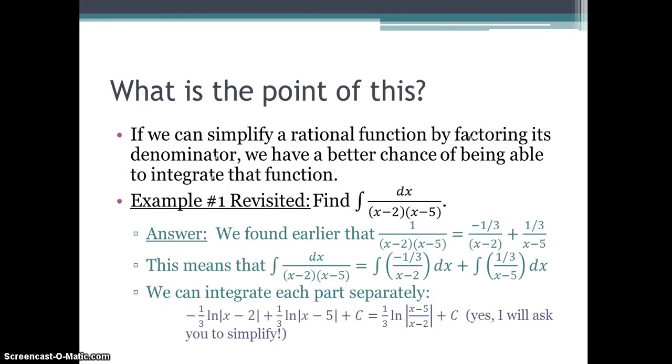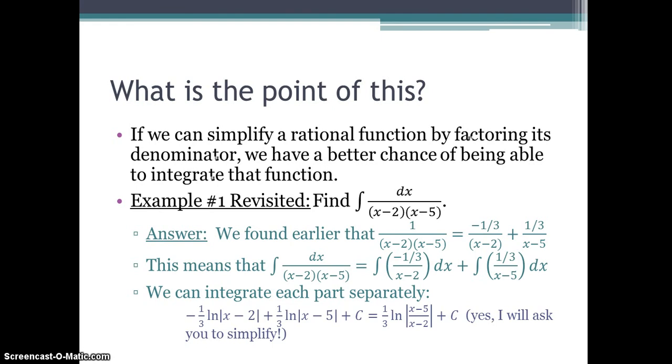So what's the point of all this? If we can simplify a rational function by factoring its denominator, we're going to have a better chance of being able to integrate that function. So looking at example 1 again, if we wanted to integrate dx over (x minus 2)(x minus 5), we've already found out through partial fraction decomposition that it can reduce down to negative 1/3 over x minus 2 plus 1/3 over x minus 5.